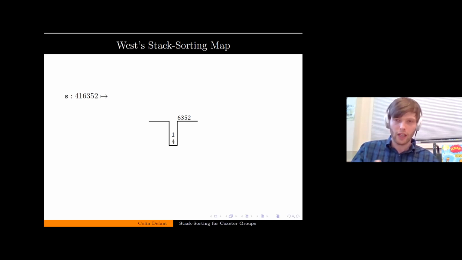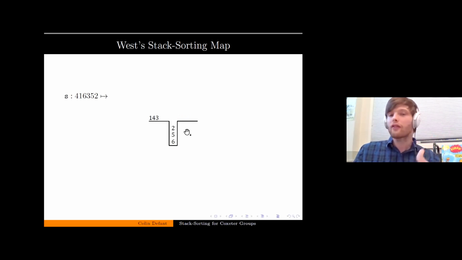So before 6 can go in, 1 has to pop out of the stack. For the same reason, 6 cannot go on top of 4, so 4 has to come out. But now the 6 can go into the empty stack, and then 3 can go in on top of it. Now 5 cannot sit on top of 3, so 3 has to come out. But 5 can go on top of 6, and then 2 can sit on top of 5.